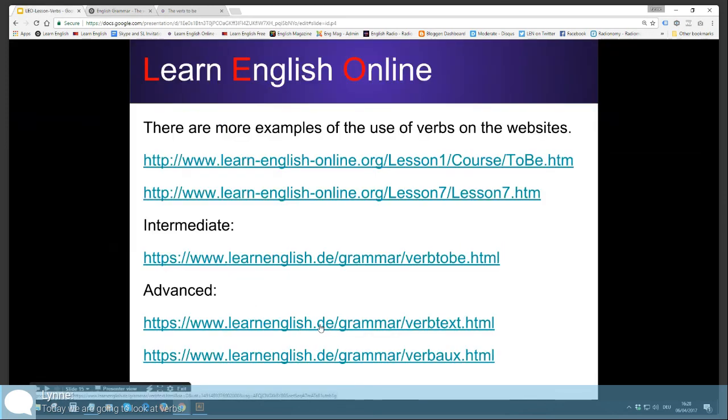And more advanced, verbs in general and auxiliary verbs, like to be in particular. Okay, so there's the general text about verbs, but this is advanced. Okay, so if you are a beginner, start here, and in a few months, go here, and in a few more months, go here. We will cover this in more depth in the future.